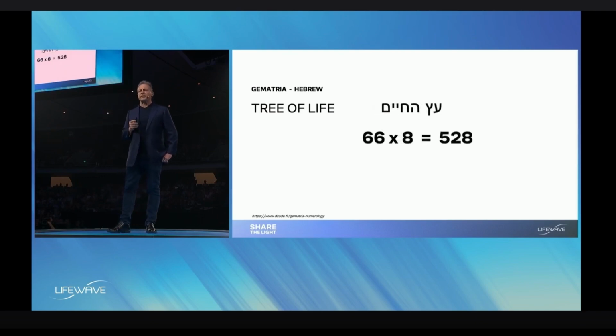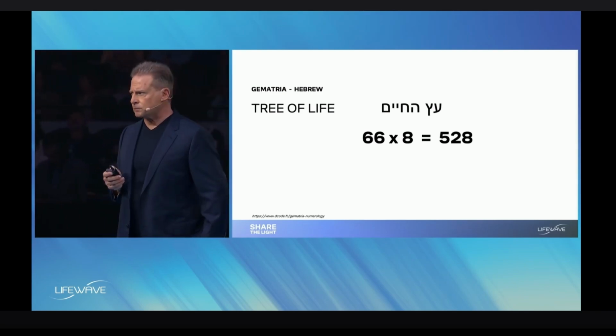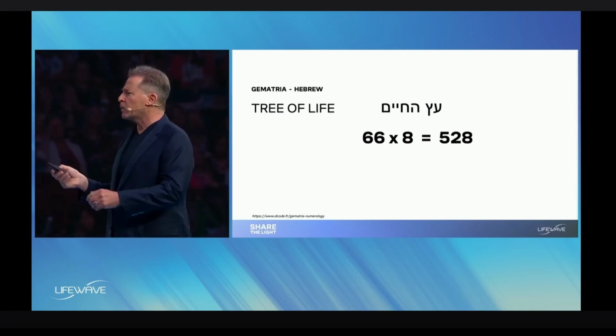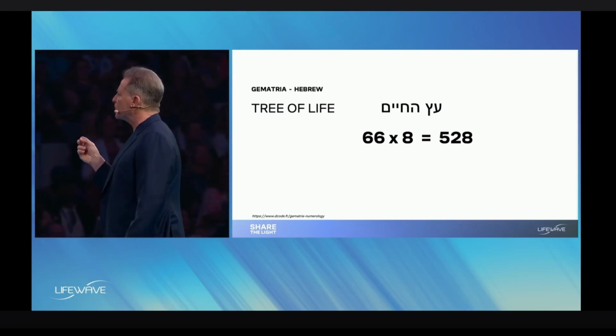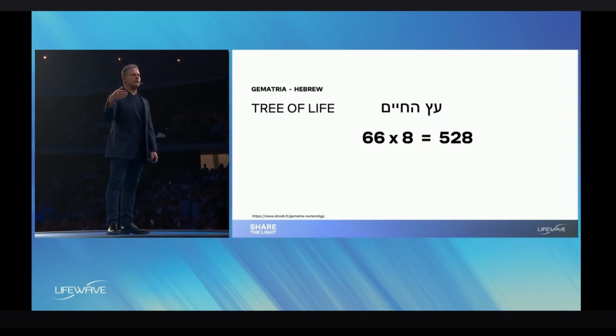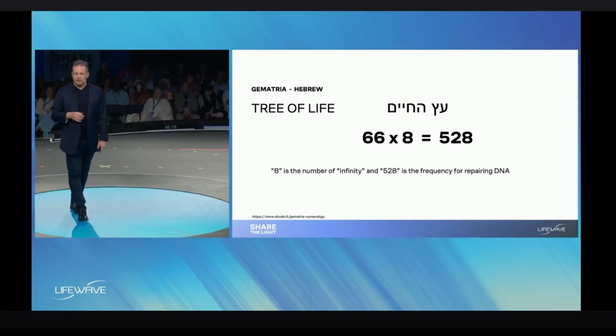What's interesting about this is that 66 is a harmonic of the number 528, if we think of this in musical terms. So in other words, we're going to look at the number 66 as a frequency, and then we're going to double that frequency to get a harmonic, and we come up with 528.